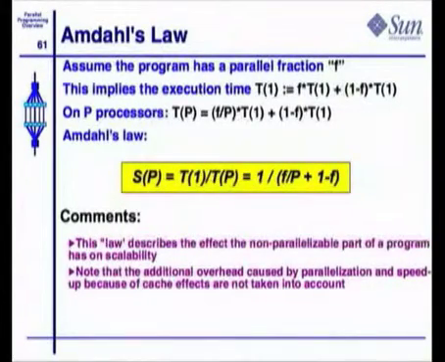If I then execute this program in parallel, the first component, the f times T1, scales with a factor of p if I use p cores or processors. And the second part does not benefit at all, because that was the part that I could not parallelize. If I now divide T1 by Tp for the speedup, I get a very simple formula. It depends on f and p. And f again is the fraction of execution time that I've been able to parallelize. f could be anything between 0 and 1.